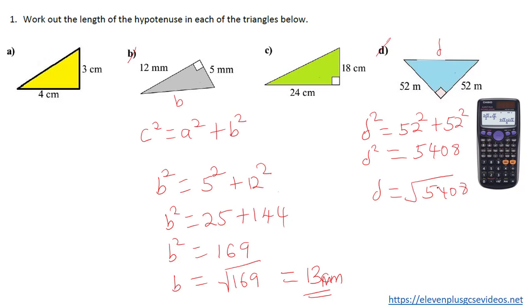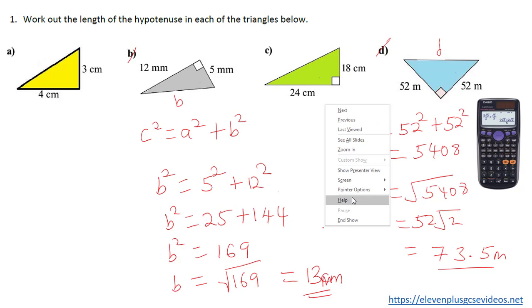Okay, so if you square root that, you're going to end up with something that says 52 root 2. And you just press the SD button I told you, this button here. It will then change that for you to decimal. And that should basically be 73.5 meters. Okay, so that's how to do this kind of question. So we're looking for the longest side, which is quite easy to do really.